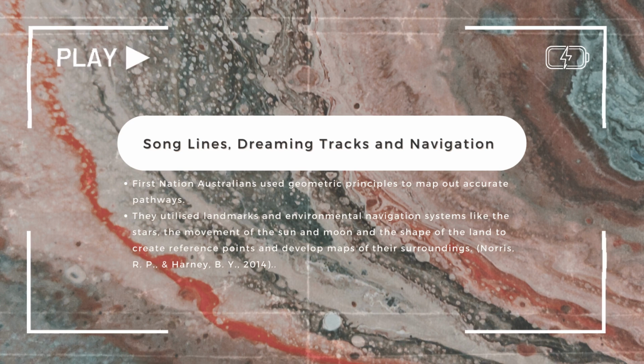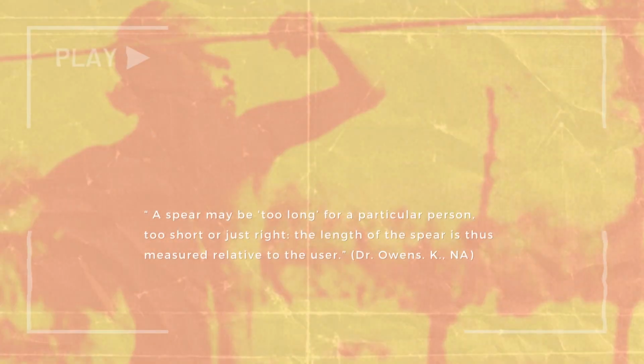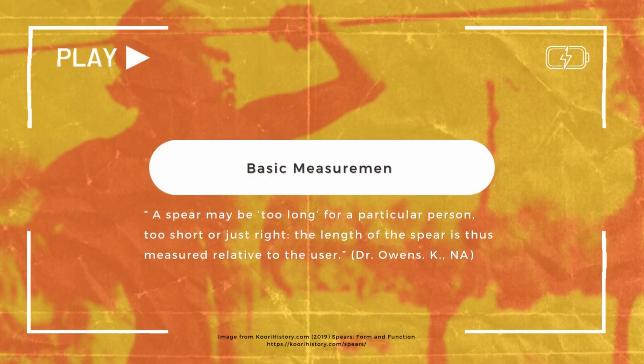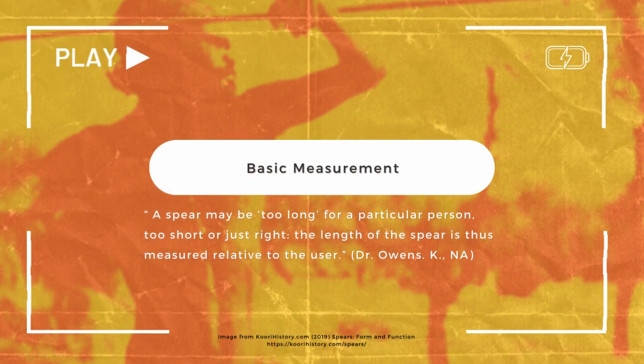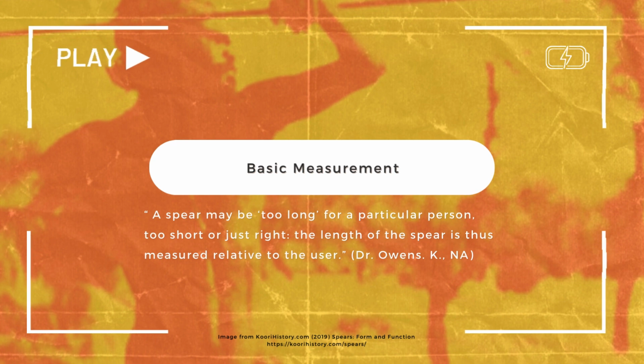They utilise landmarks and environmental navigation systems like stars, the movement of the sun and moon, and the shape of the land to create reference points to develop their maps of their surroundings. Measurement techniques were created to track distances and locations along these songlines. Their measurement units consisted of body measurements, for example, body lengths, hand spans, and also the distance between the fingertip to fingertip. These are utilised to determine the distances between landmarks and various references when utilising these dreaming tracks.